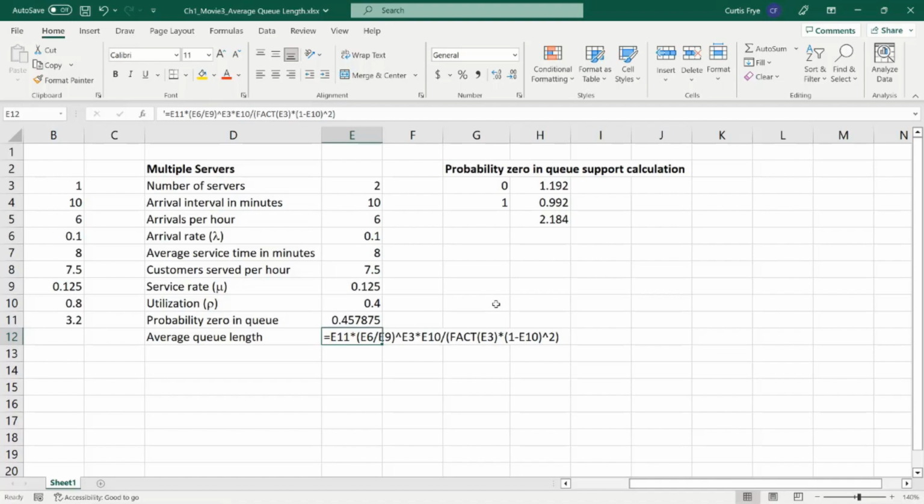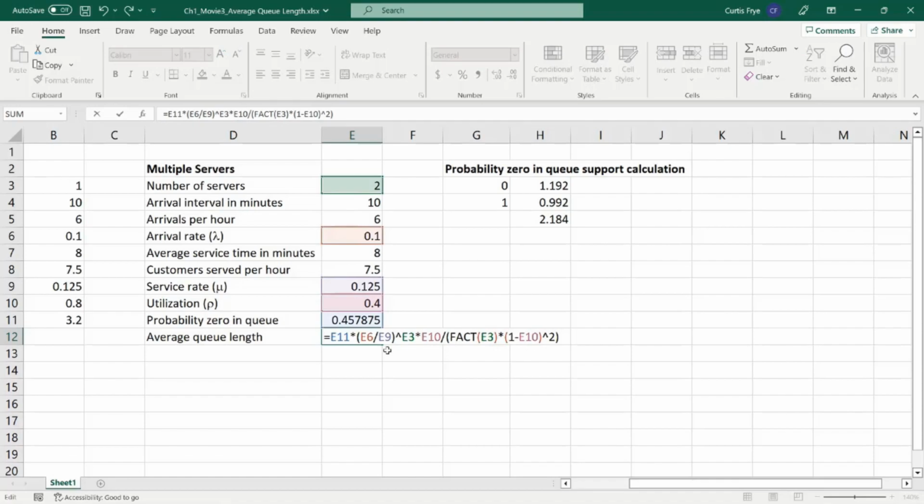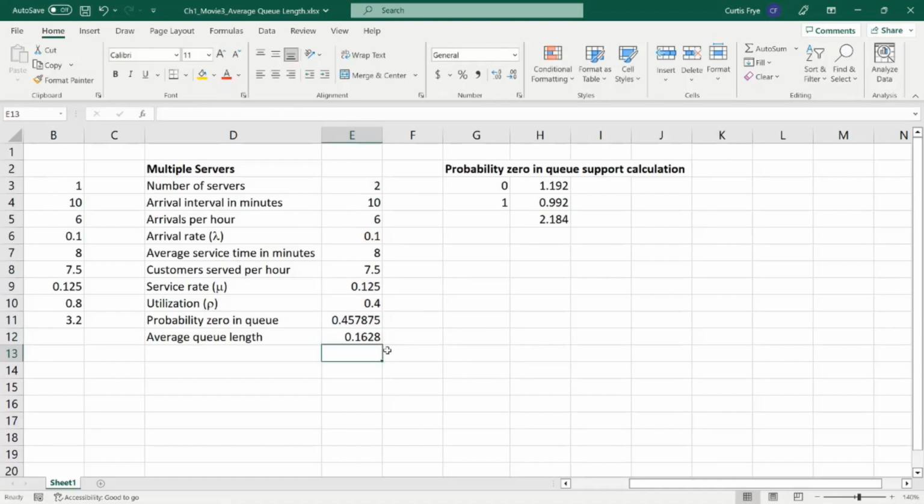Now for the average queue length, we can use the formula that I've already entered for you in cell E12. I'll double click that cell and remove the single quote at the start and enter, and there we go. So the probability that there are 0 people in the queue at any one time is 0.46, and as part of that calculation, we see an average queue length of about 0.16.